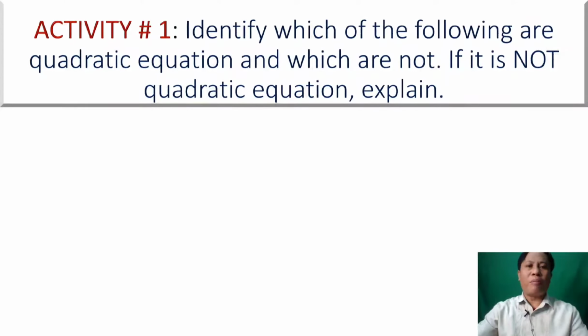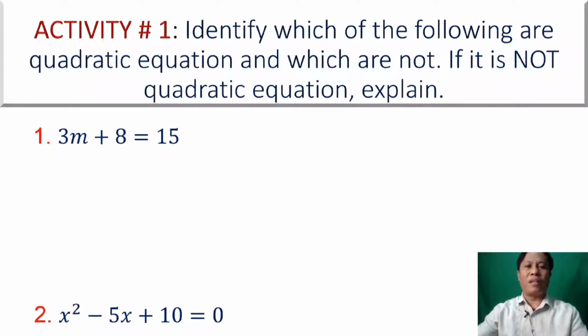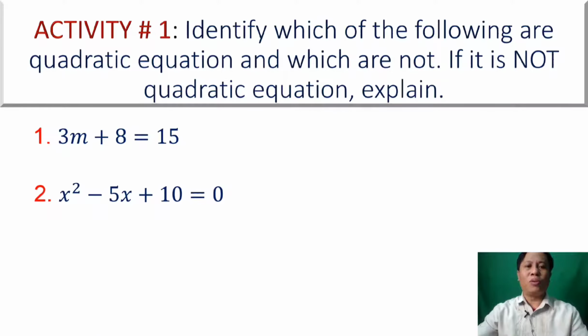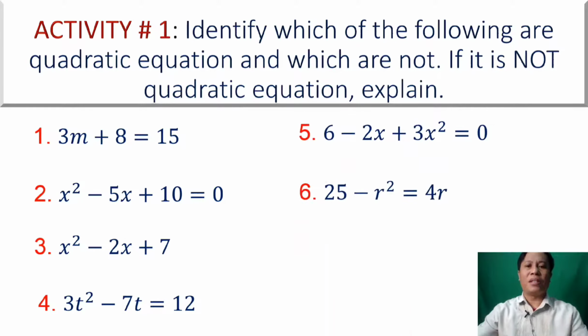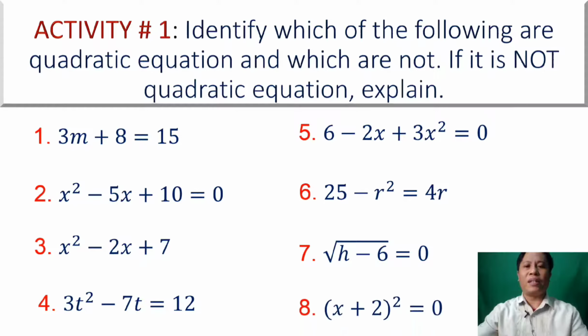Activity number 1: identify which of the following are quadratic equations and which are not. If it is not a quadratic equation, then you have to explain. The given are numbers 1 to 8, so there are 8 given. We have to identify if the given is a quadratic equation or not.